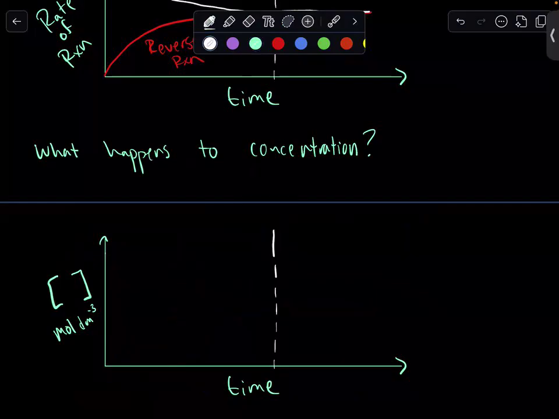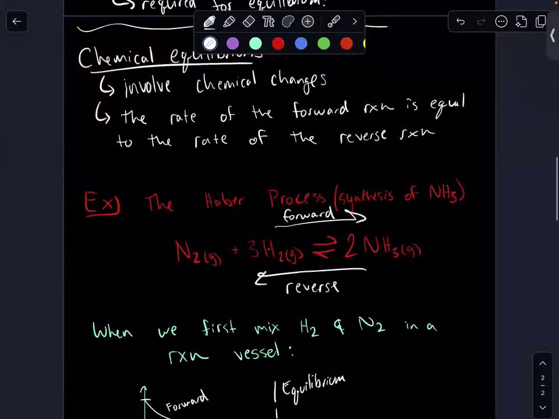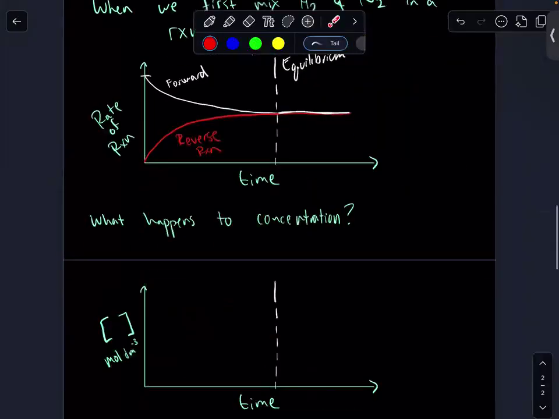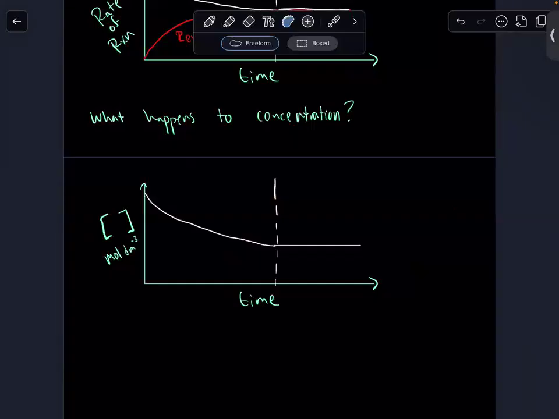If we look at hydrogen, we're going to start with the most hydrogen. The reason we know that's true is because our reaction has 3 moles of hydrogen to 1 mole of nitrogen producing 2 moles of ammonia. So we're going to start with about 3 times the amount of hydrogen as we would nitrogen. And that's going to decrease as our reaction progresses. We're going to reach a certain point, which is equilibrium, where it will remain constant. Because at equilibrium, if the forward and reverse reaction rates are equivalent, then that means that the amount of hydrogen in the chamber will remain constant. That is our H2.